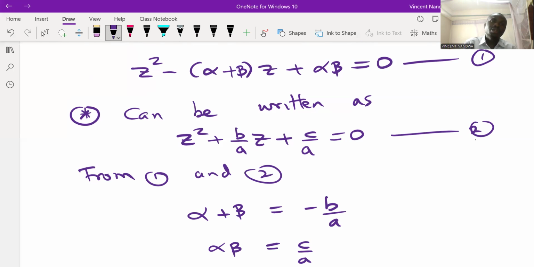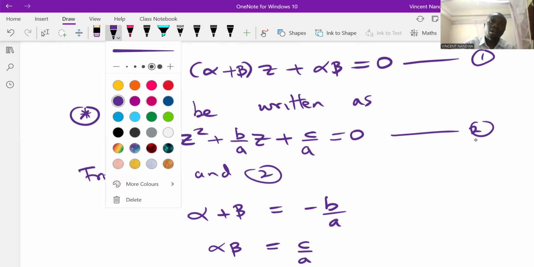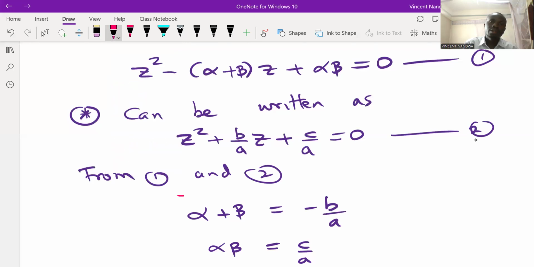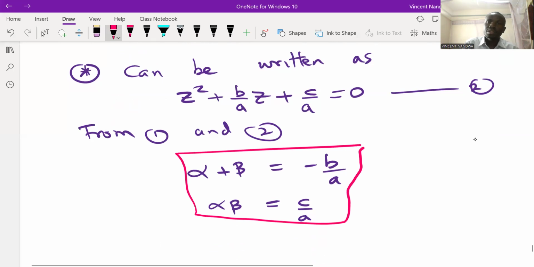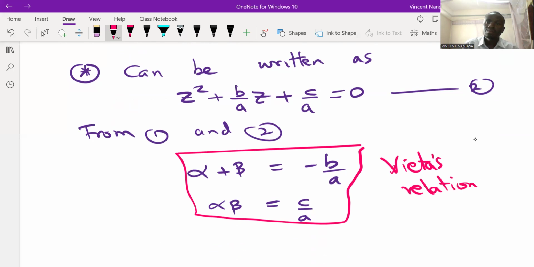And this relationship between the coefficients of a quadratic equation and its roots is usually called the Vieta relations or Vieta identities. So it relates the coefficients of a quadratic or a polynomial equation to the roots of the polynomial equation.